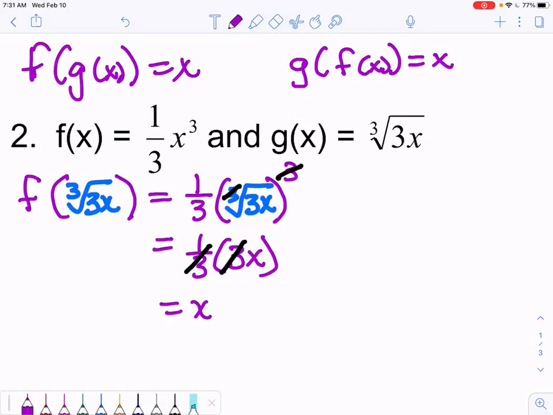In order for them to be inverses, we have to show both. So we have to flip it. And now we have to look at the fact that g of f of x equals x. So I'm going to take my f of x function here, which is 1/3 x.